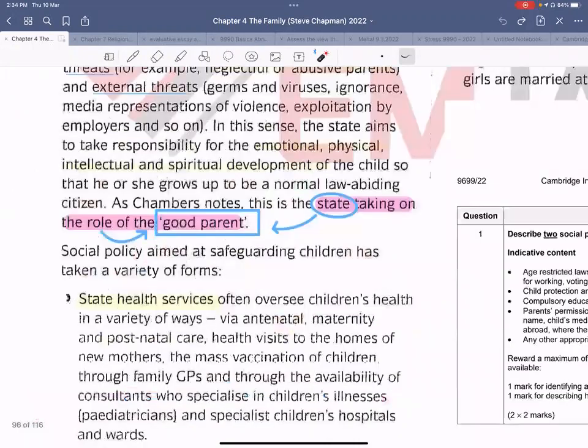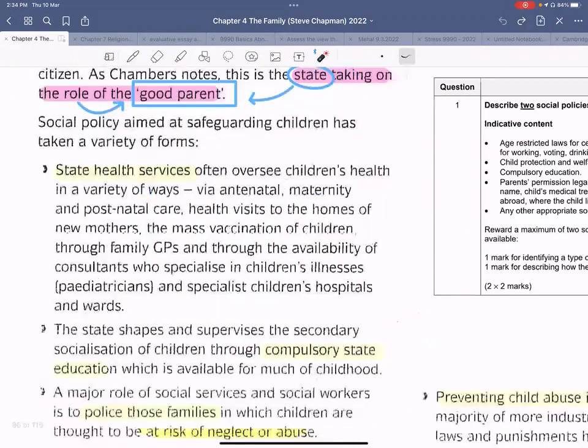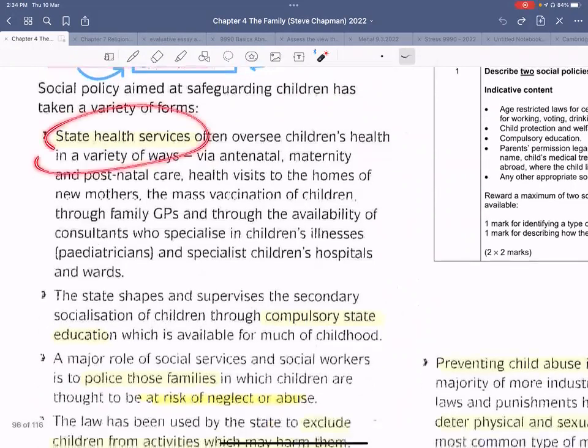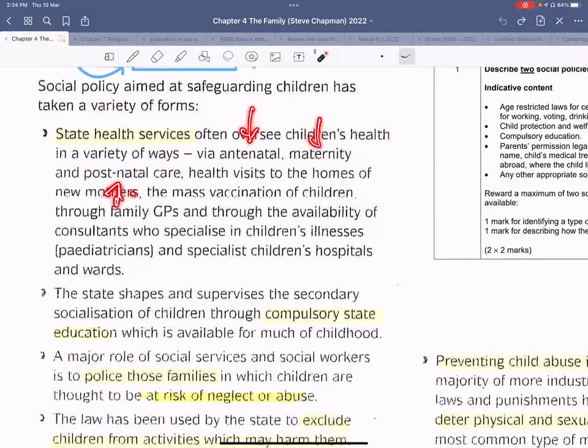Now, social policy aimed at safeguarding children has taken a variety of forms. Number one, state health services. You have them in Pakistan too, right? To what extent those departments work properly or not, but in Pakistan too you have facilities. State health services often oversee children's health in a variety of ways via antenatal, maternity, and postnatal care. That is pre-birth, after birth, and during the maternity period. Right? Health visits to the homes of new mothers, the mass vaccination of children through family GPs.